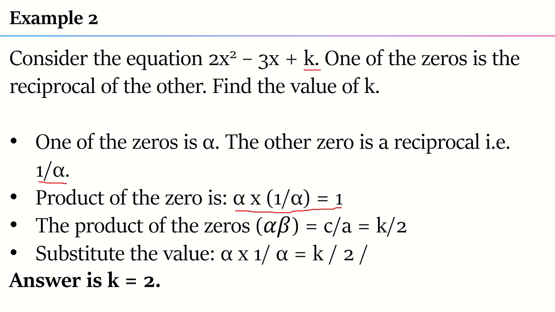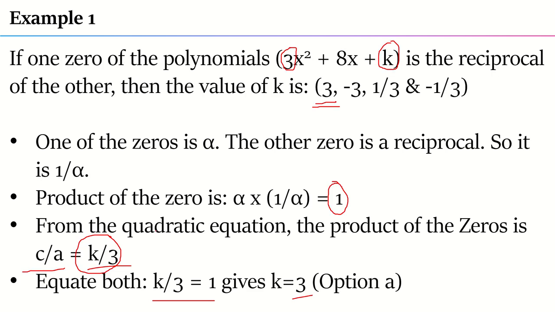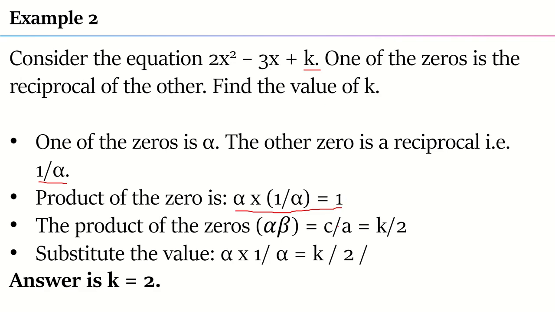Then you need to find the product of the zeros from the equation. Maybe you can mention here the product of zeros from the quadratic equation. I think in the previous problem I mentioned it, but here I missed it. So you have to mention that from the quadratic equation, the product of the zeros is c by a. Here, it is k by 2. Now you are going to equate both k by 2 and 1, and find the value of k as 2.